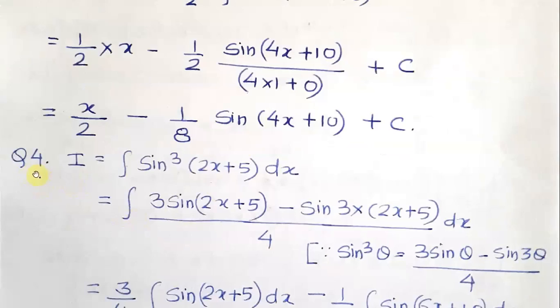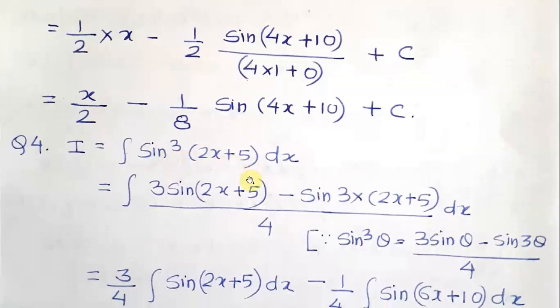As per the assignment, this is question number 4. So it is given that sine cube 2x plus 5. In this question, we are given sine cube 2x plus 5. Here I applied one formula.